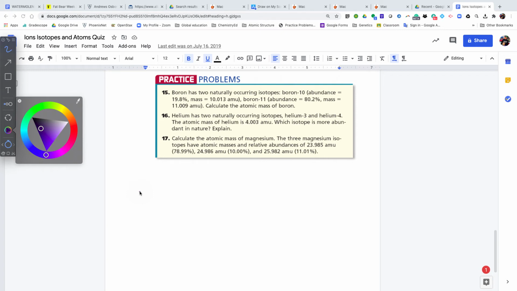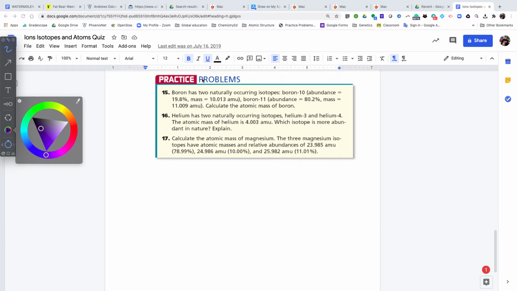So what I wanted to do today is to show you guys how to do some of these problems working with isotopes and relative isotope abundance. Remember that the masses that we get from the periodic table are averages of all of the isotopes, and they're weighted. That is, if 99% of my atoms have a mass of 23 and 1% has a mass of 24, I'm going to be much closer to 23 than to 24.